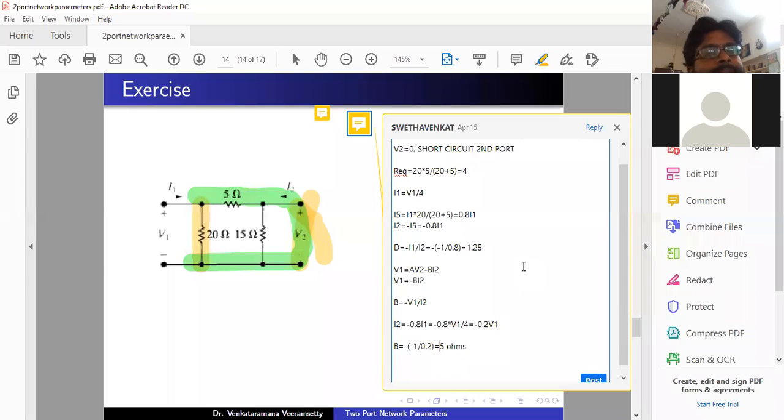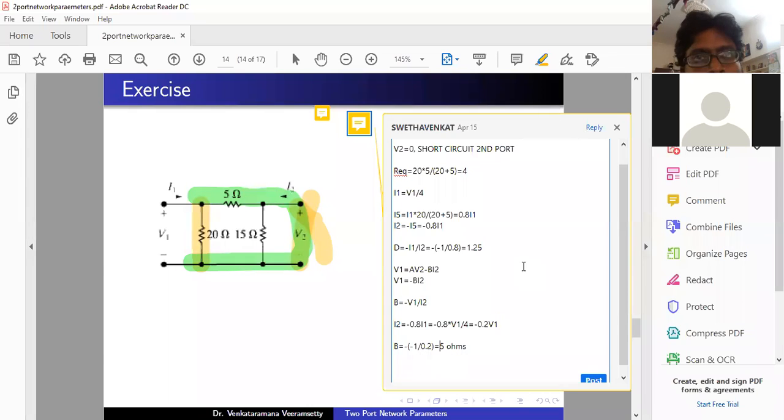For any two-port network, if you want to calculate the transmission line parameters or ABCD parameters, first calculate the A and C parameters by making I2 equal to 0, or by making the second port open. After making the second port open, calculate V2, the voltage across the second port. Now take the ratio between V1 and V2 for calculating A, and take the ratio between I1 and V2 for calculating C.